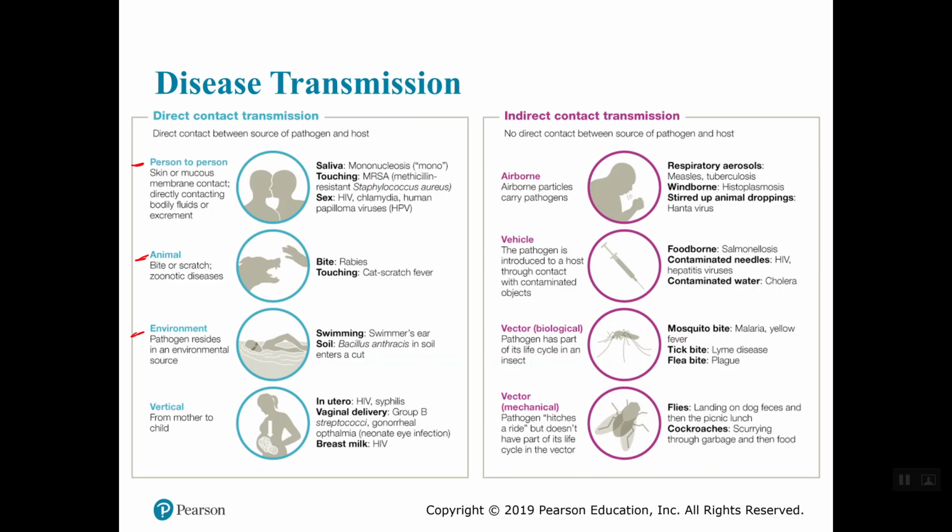And then we can also have another form of direct contact transmission, which is vertical transmission from mom to baby. So this can happen a couple different ways. In utero, and sometimes that's just a fancy way of saying that it crosses over the placenta. So syphilis can do this, HIV can do this. I do want to say that that does not happen 100% of the time. For HIV, I know it's around 20% of the time it can cross the placenta.